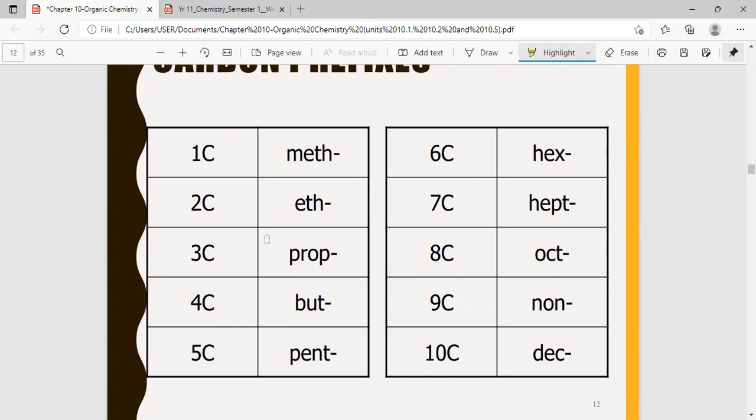When a compound contains 1 carbon atom, it's called meth. For example, since it's an alkane, it's methane. If it is an alcohol, it will become methanol. Is that clear? That is how it works. If it is an acid, then it becomes methanoic acid. So the prefix meth refers to the compound having 1 carbon atom. 2 carbon atoms is eth, 3 is prop, 4 is but, 5 is pent, 6 is hex, 7 is hept, 8 carbon atoms oct, 9 carbon atoms non, and 10 carbon atoms dec.